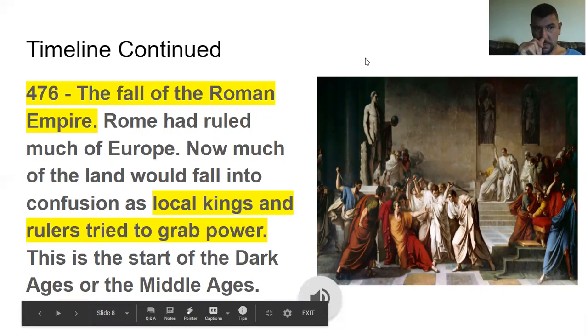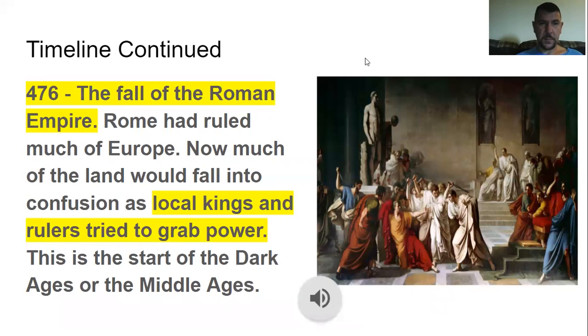Timeline continued. 476, the fall of the Roman Empire. Rome had ruled much of Europe. Now much of the land would fall into confusion as local kings and rulers tried to grab power. This is the start of the Dark Ages or the Middle Ages.